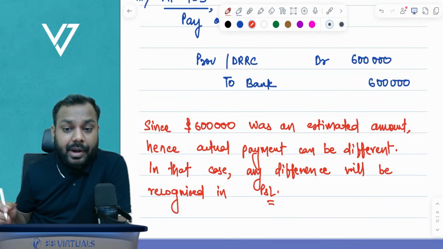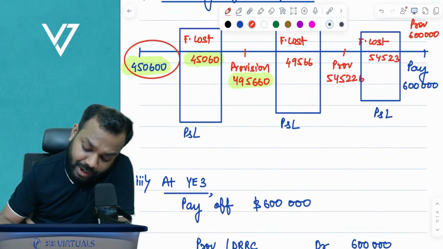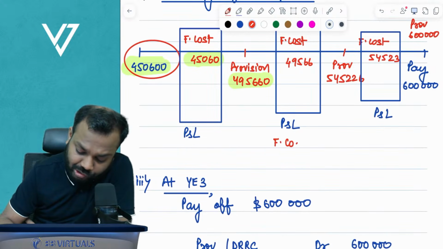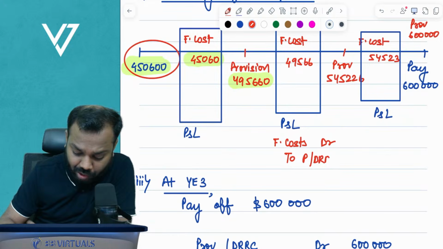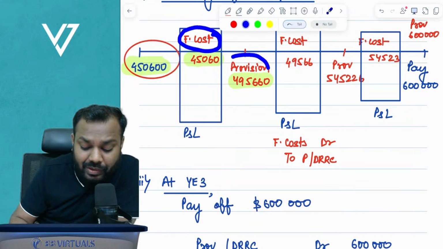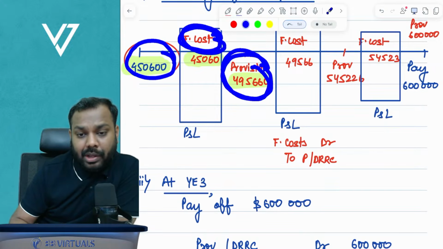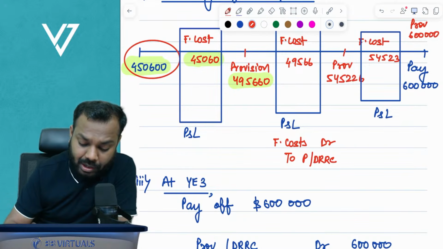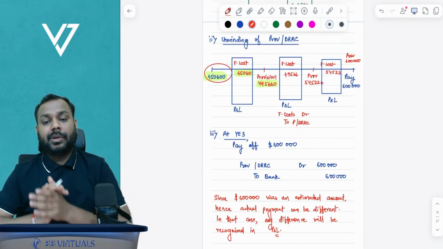What will be the journal entry of unwinding? Very good, Aditya. I'll definitely write that. So the journal entry for unwinding is finance costs account debit to provision for decommissioning, removal or restoration cost. Why? Because please see, this finance cost is increasing the provision, right? So finance cost account debit to provision for DRRC. Is that clear, everyone? Come on, guys, please tell me.